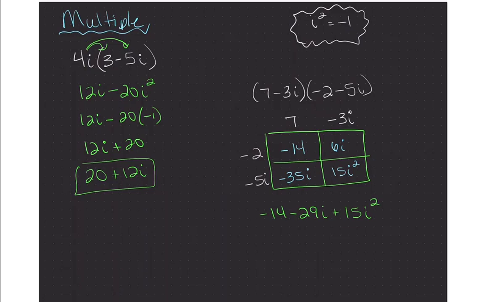And then I remember, oh yeah, i squared is -1. So I can keep simplifying this down. So I got what? -14 minus 29i plus 15, but I know my i squared is now -1. So that's really like -15. So I got -14 minus 29i minus 15. And you can kind of skip a step or two if you're good with it. And then now I can combine my reals. So I actually have negative 29 real numbers, and I have negative 29 imaginaries.